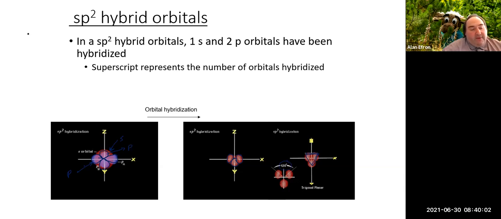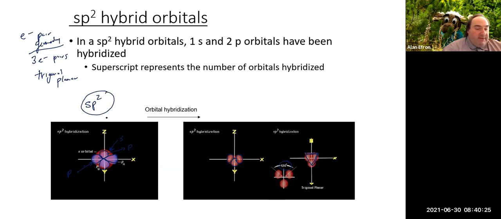So if you think about our electron pair geometry that we talked about, when we have three electron pairs, that is our trigonal planar geometry. And trigonal planar goes with the sp2 hybridization that's occurring. You can literally count the numbers: there's an s and two p's, so one s and two p's is three electron pairs, trigonal planar in terms of its electron pair geometry and what the hybridization would be.